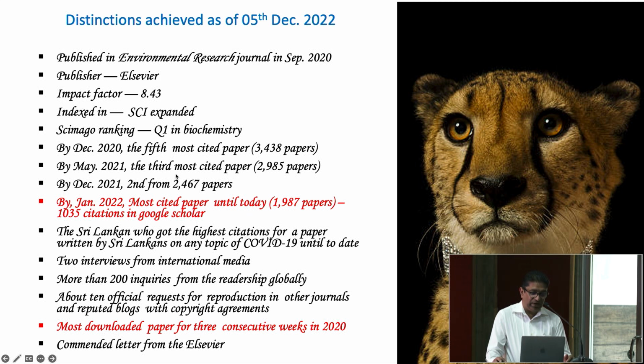By May 2021, 3rd most cited paper. By December 2021, 2nd out of 2,467 papers. By January 2022 onwards, the most cited paper until today, out of 1,980 papers. And up to now, I have 1,035 citations in Google Scholar. I never ever checked this with anyone else. I checked only with Writefull and Grammarly. That's all. But I managed to come to that, right?